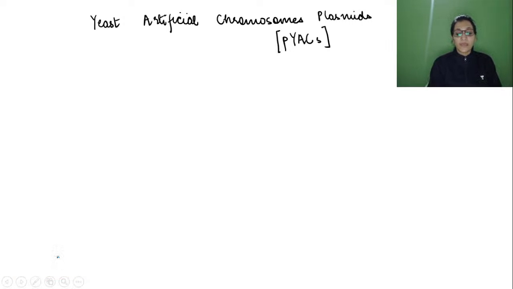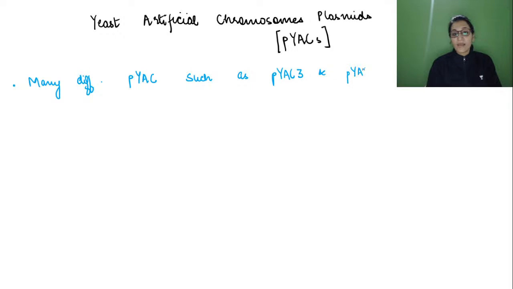Let us take another color. So there are many different yeast artificial chromosome plasmids which exist, and they are named like pYAC3, pYAC4 plasmids. These are the examples.